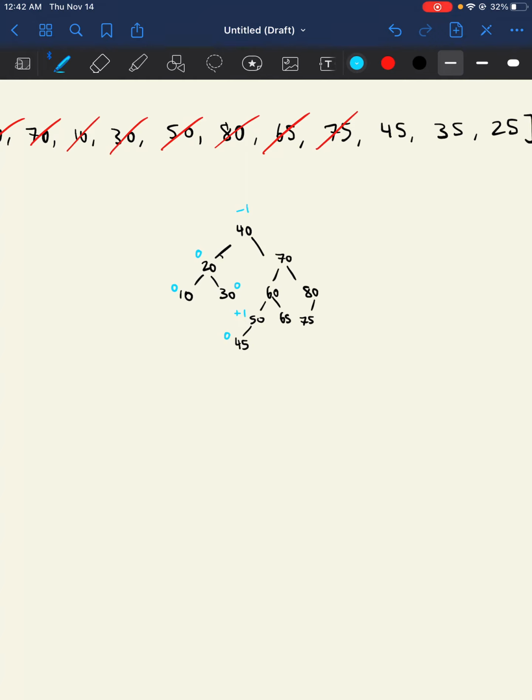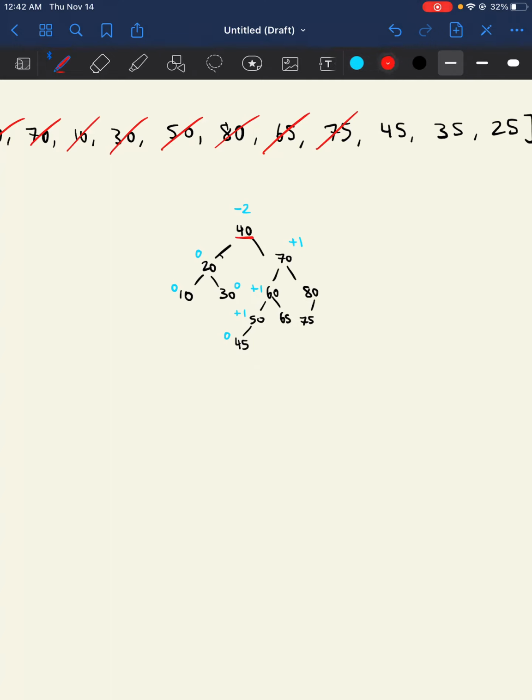60's balance factor is 2 minus 1, which is also positive 1. 70's balance factor is 1, 2, 3 minus 1, 2, which is positive 1. And then 40's balance factor is now 1, 2 minus 1, 2, 3, 4. So 2 minus 4 is -2.